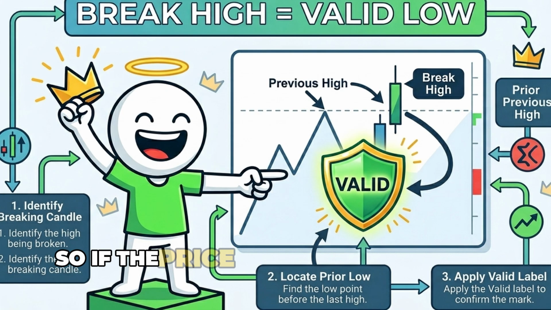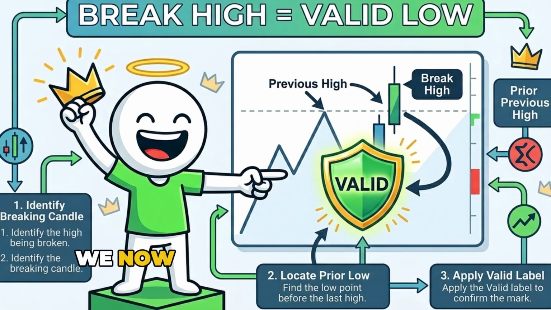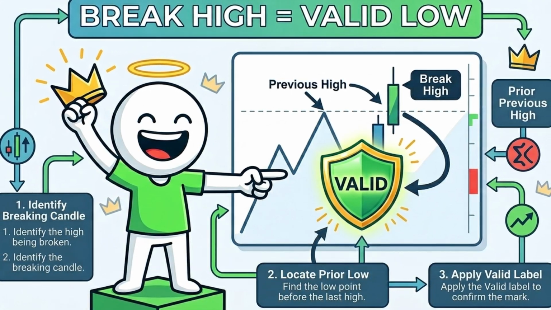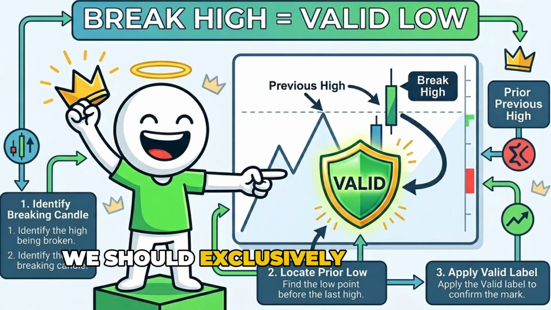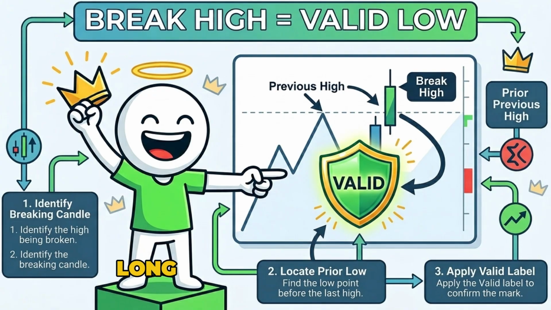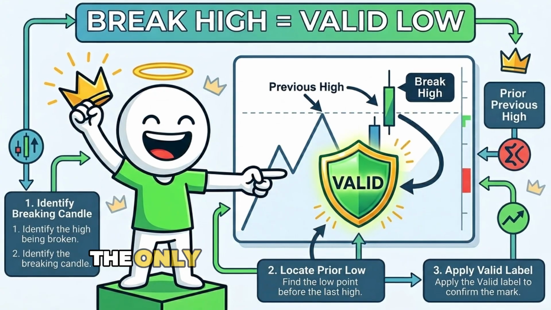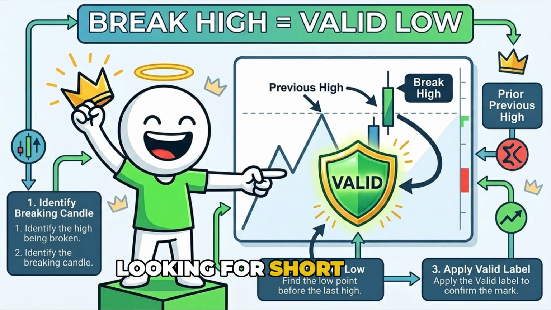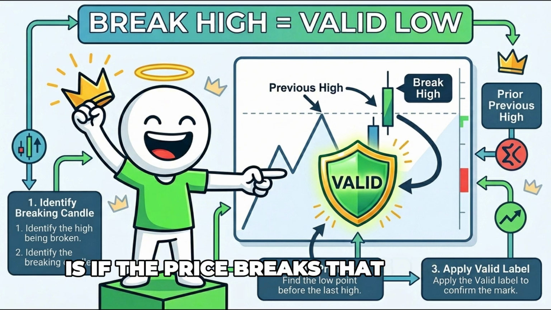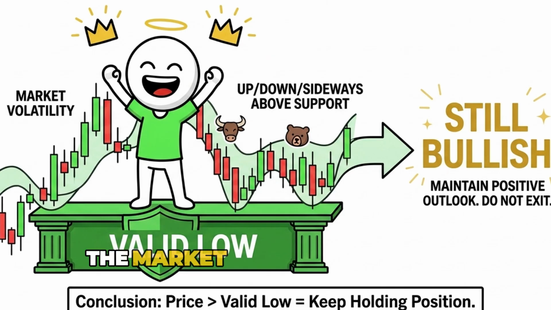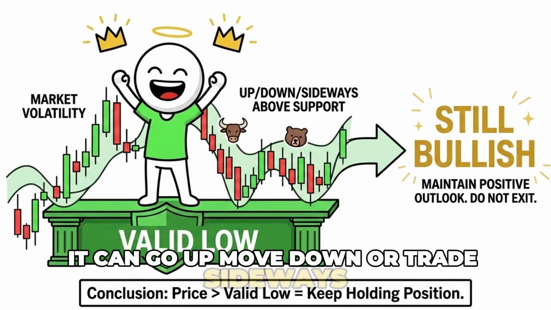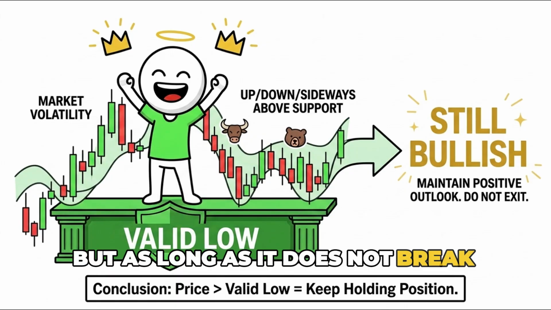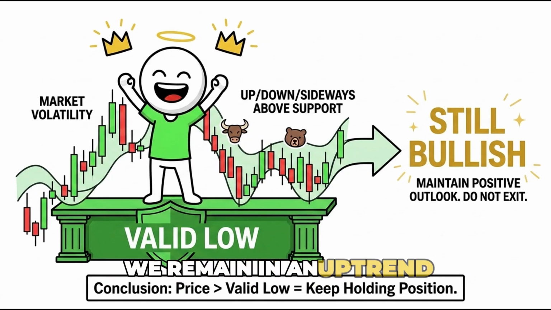So, if the price successfully breaks a high, we now have a confirmed valid low. At this point, we are officially in an uptrend, which means we should exclusively be looking for bullish, long trade opportunities. The only time we should even consider looking for short trades is if the price breaks that specific valid low. The market can do anything it wants in between. It can go up, move down, or trade sideways. But as long as it does not break that valid low, we remain in an uptrend.